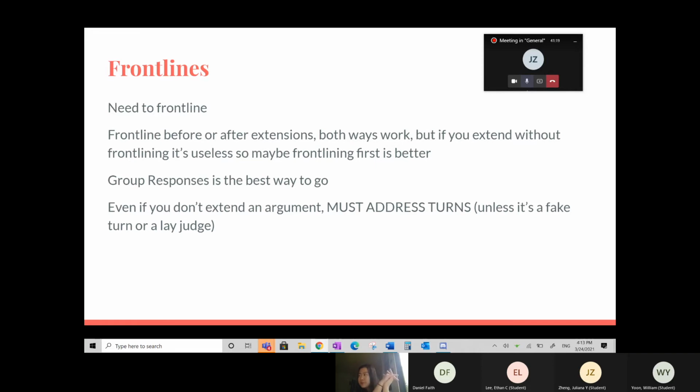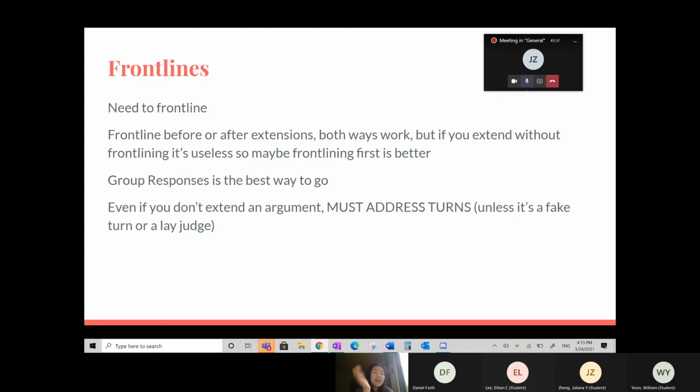If you're first summary, you have all these arguments they just read against you, right? They read rebuttals against your case. So if you're first summary, you really need to do a good job of frontlining, which is basically responding to their rebuttals on your case. So in short, you can frontline before or after your extensions, right?